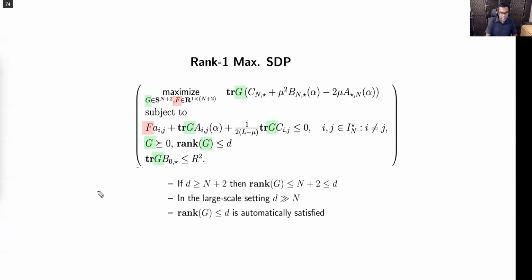Now, this is where the large scale assumption saves us, because we are assuming that our problem dimension D is much larger than the number of iterations we are going to give. If we assume that D is greater than n plus 2, because G itself is an n plus 2 by n plus 2 matrix, then rank of G will be less than or equal to n plus 2, and rank of G less than or equal to D will be satisfied automatically. In the large scale setting, because D is much larger than n, this is a reasonable assumption. So the rank constraint will be automatically satisfied, and then we can just drop it.